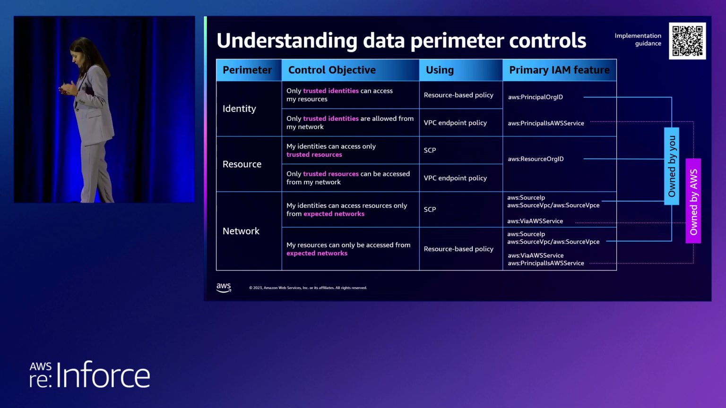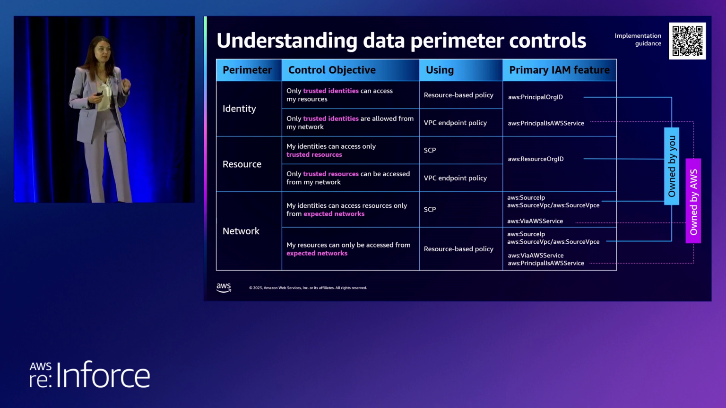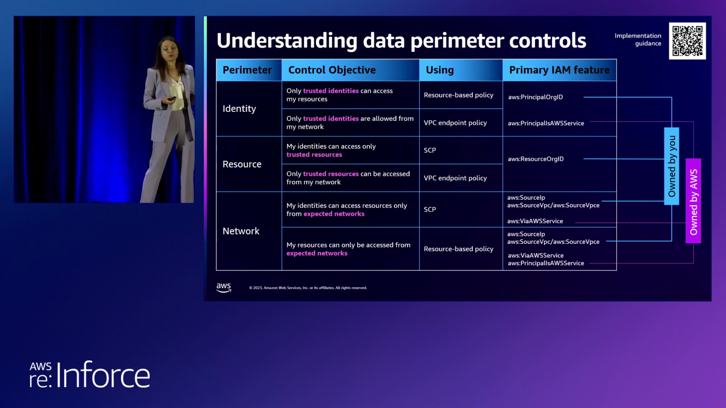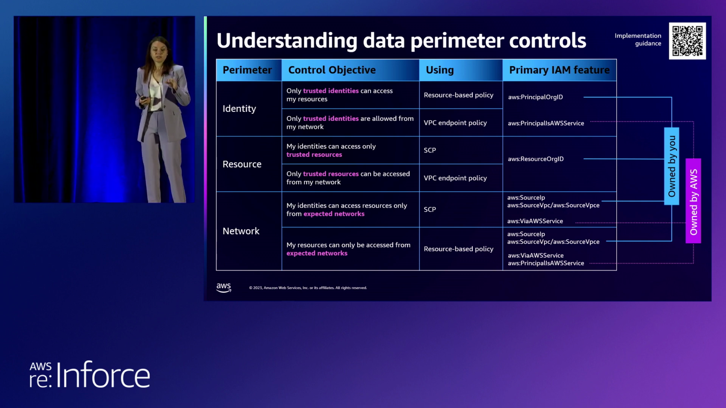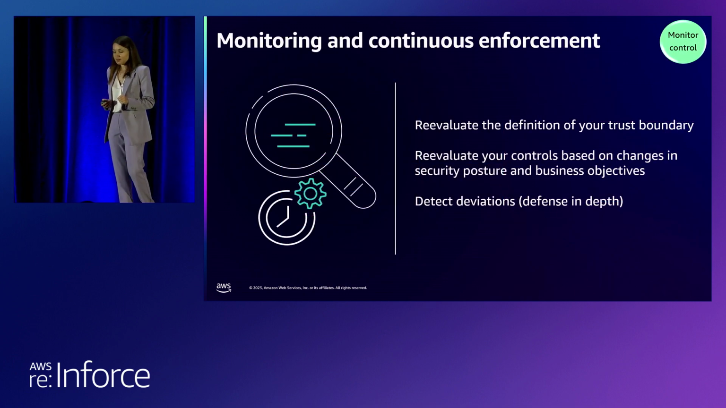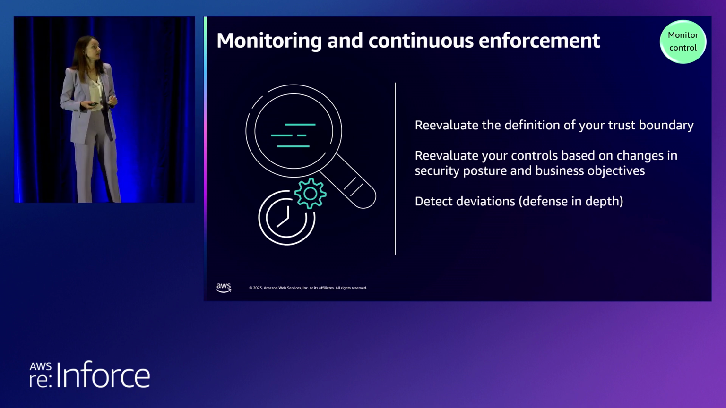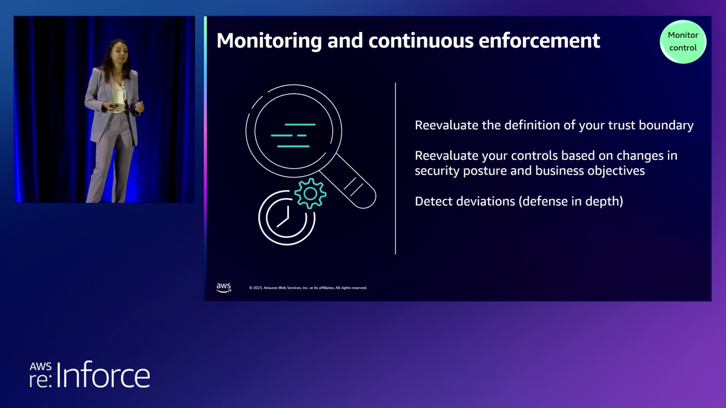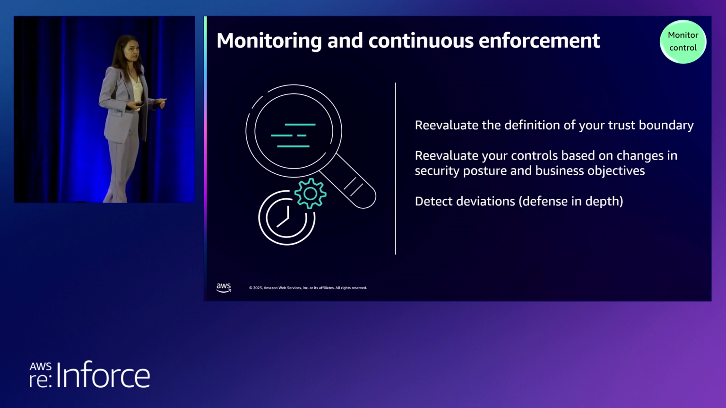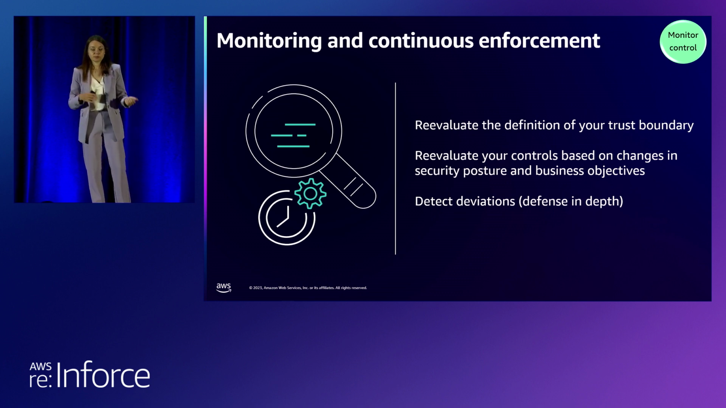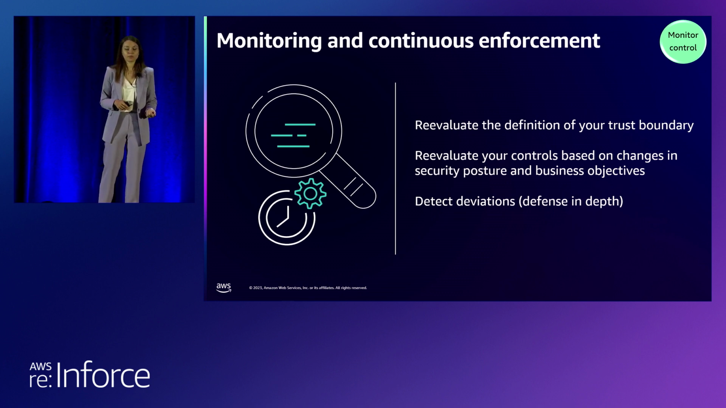So now, we talked about how you would select a control based on your own threat analysis, and how you would implement the control using these IAM capabilities. Now, as a last step in your risk management framework, you would monitor the control. And this is important for various reasons, one being that the definition of your trust boundary may change over time. You may break relationship with one of your partners. You can introduce new partners into your business. And with these changes, your data perimeter policies will have to change as well.